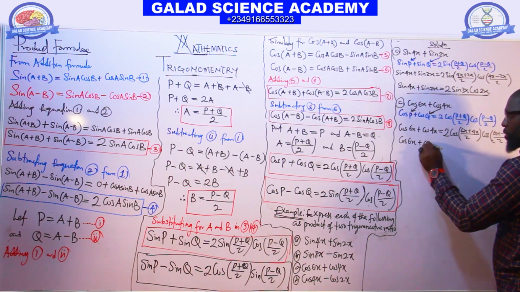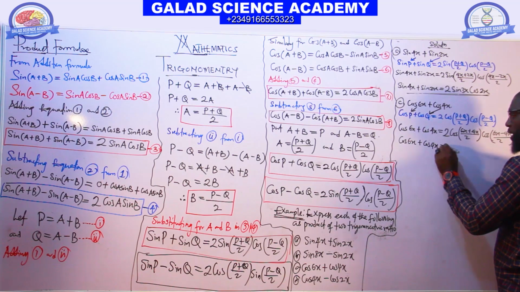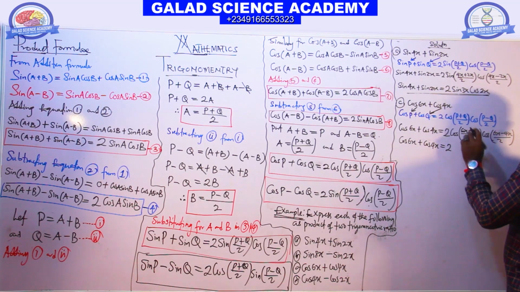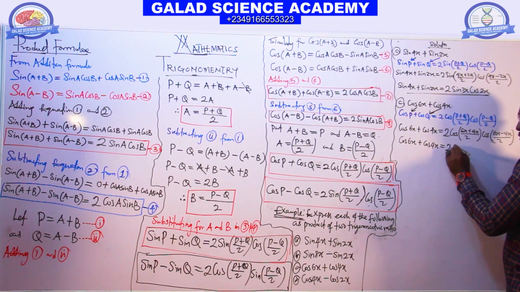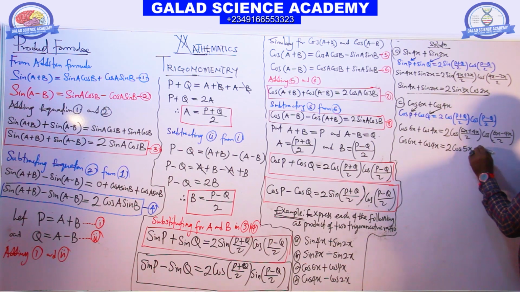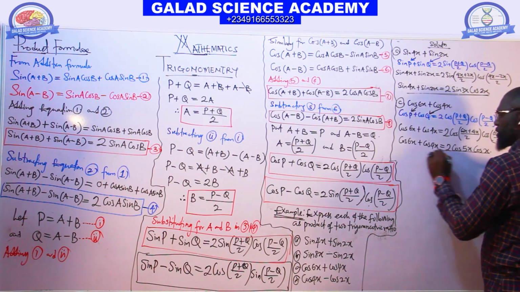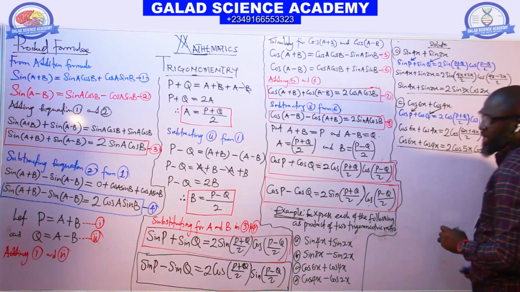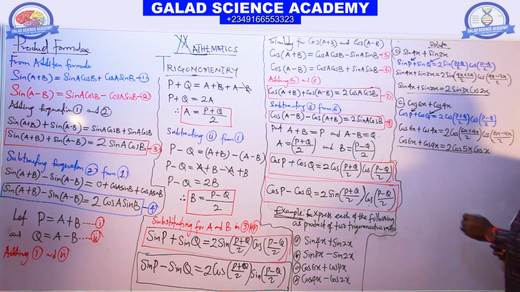Directly, cos 6x plus cos 4x will give us 2 cos, 10 divided by 2, 5x, and here we have cos 2x divided by 2, which is x. So this will be the final answer. Let me give you another question.